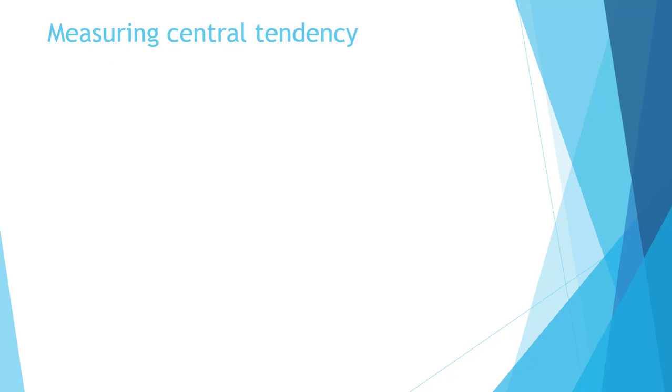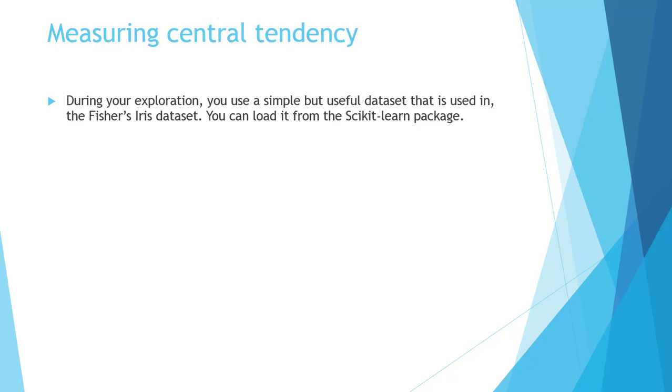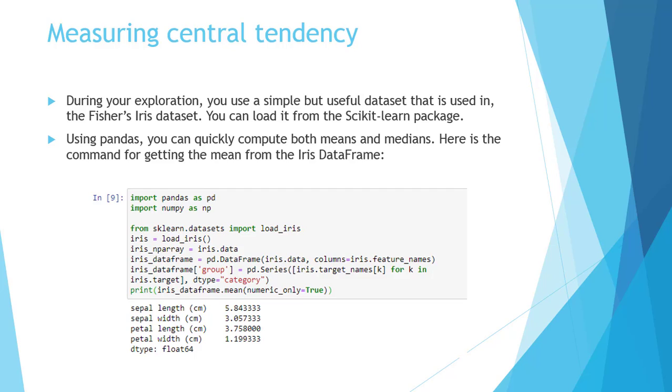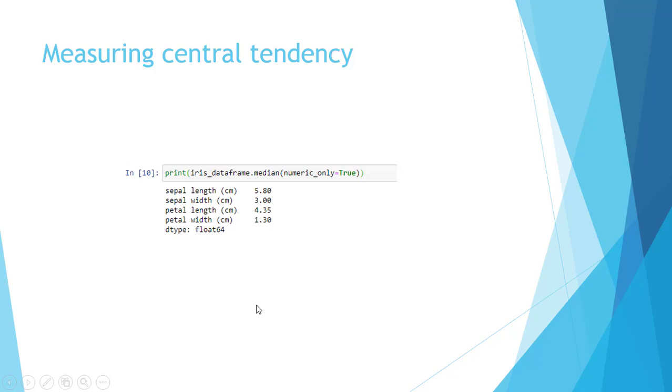So now we will discuss how to measure the central tendency. During your explorations, you use a simple but useful dataset, the Fisher iris dataset. So we are going to use the iris dataset. We can load it from the scikit-learn package. Using pandas, we can quickly compute both the means and medians. Here is a command for getting the mean from the iris data frame. So the command uses iris data frame dot mean, which is used to find out the mean of the iris dataset. Next, similarly, we can also find out the median of our data set.